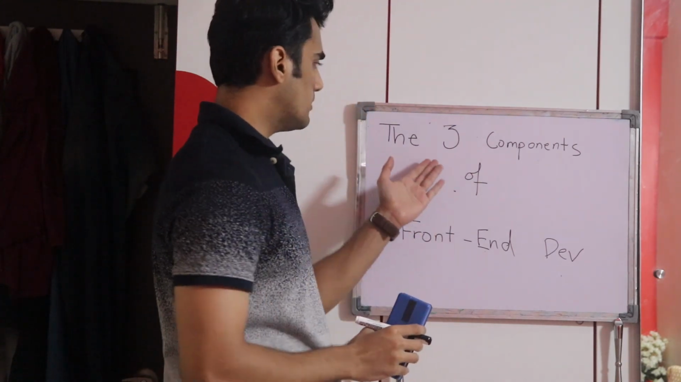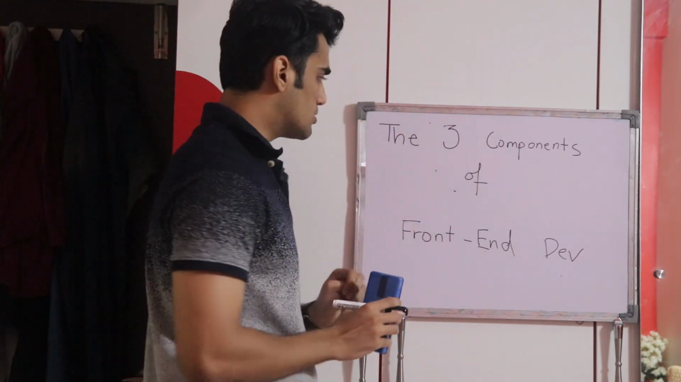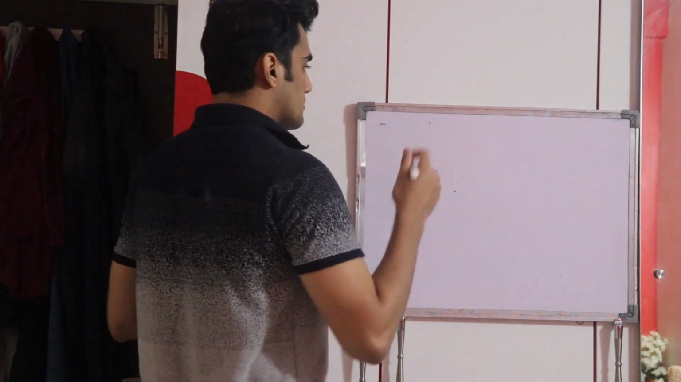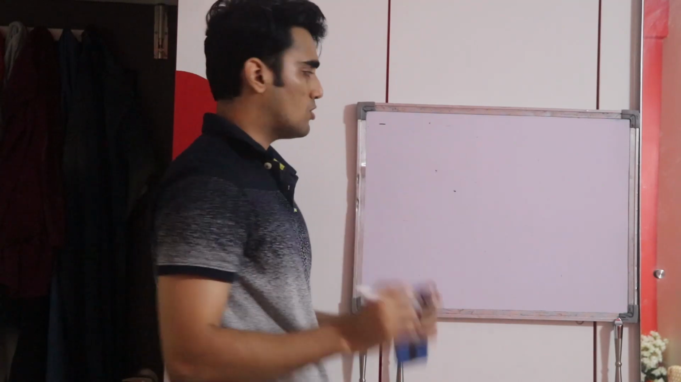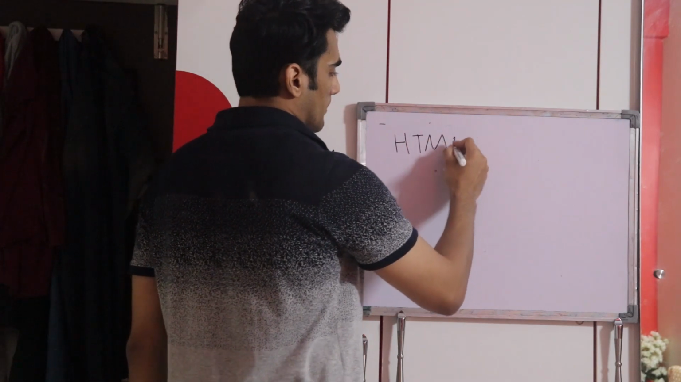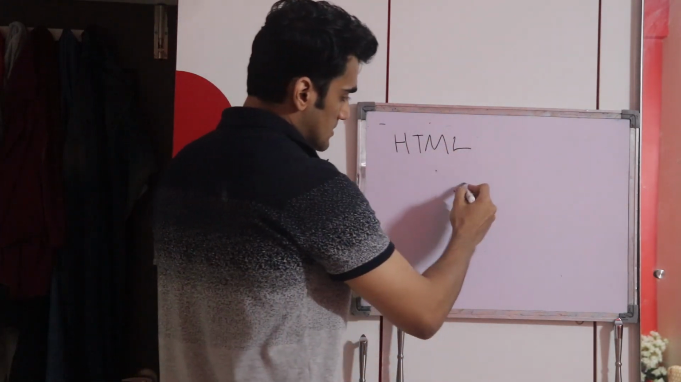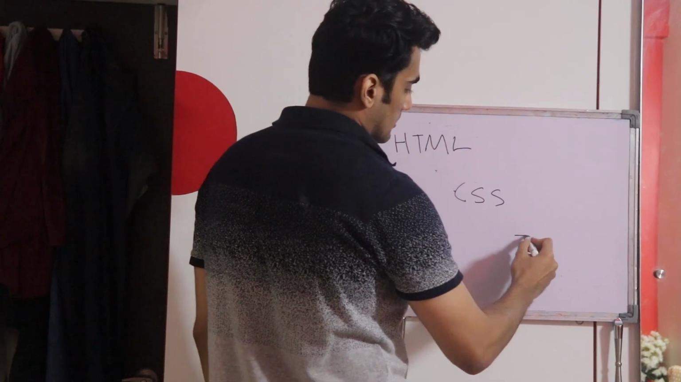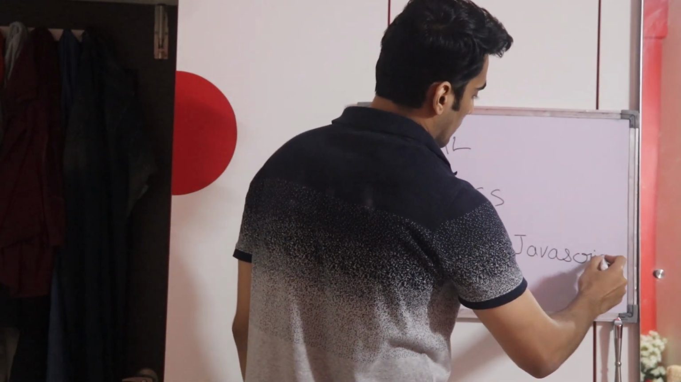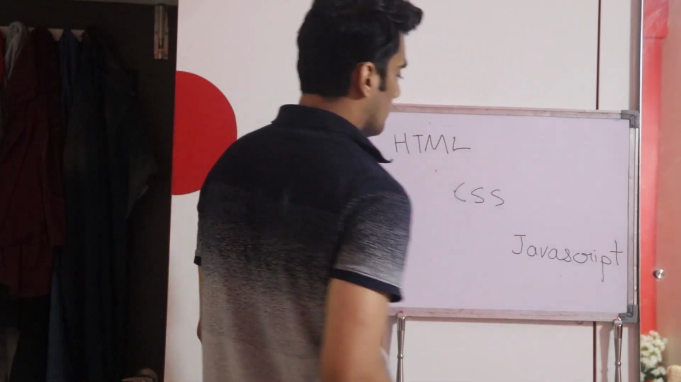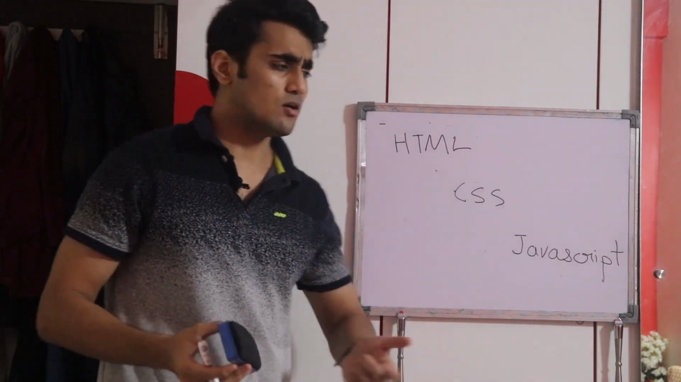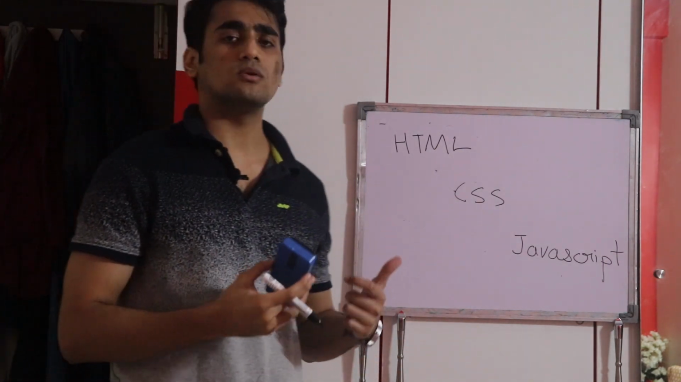Okay, so we are talking about the three components of a web page. First, let us know the names of those components. First component is HTML, second is CSS, and third is JavaScript. I'm sure you have known all these terms and heard about them a lot of times. So what are these three components, and how do they interact with each other?